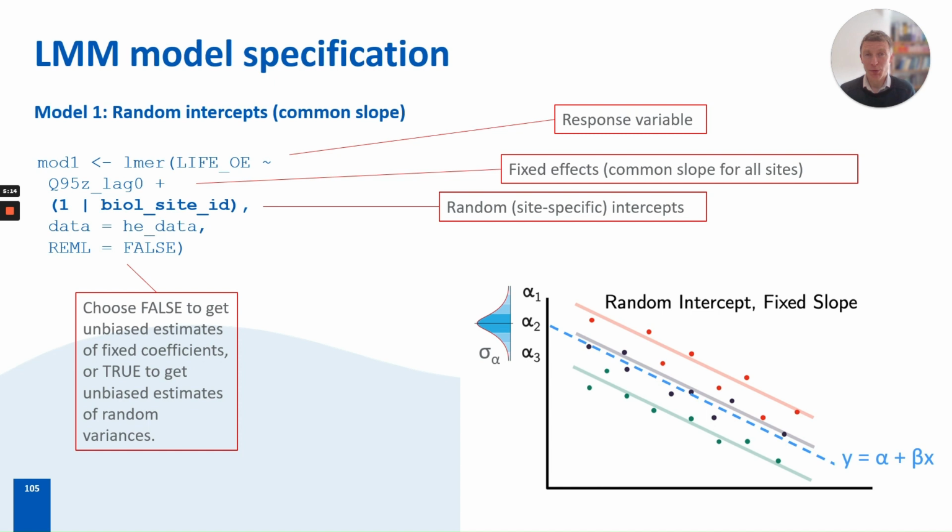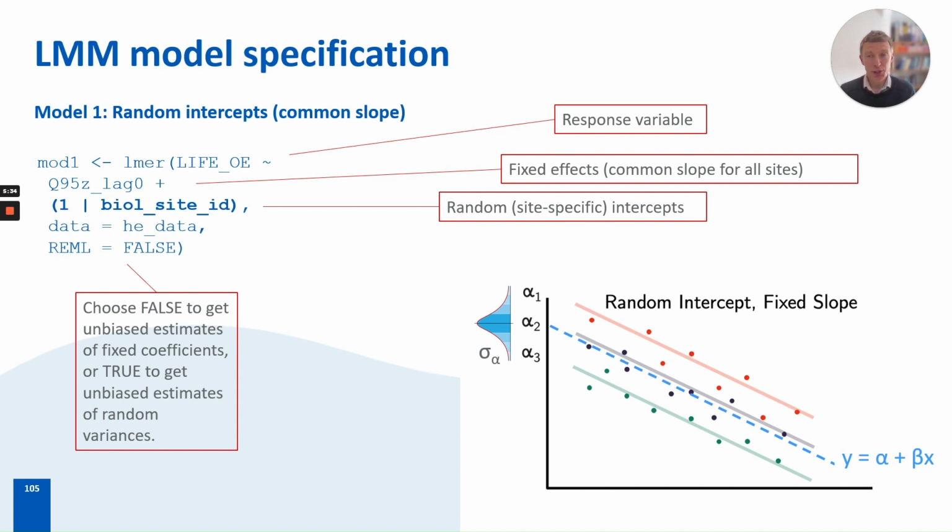Typically, it's the fixed effects which we are more interested in. We want to understand the strength or the slope of the relationship between our biological metric and one or more hydrological variables. However, if it's actually the variability that you're more interested in, then you should set REML equals true.